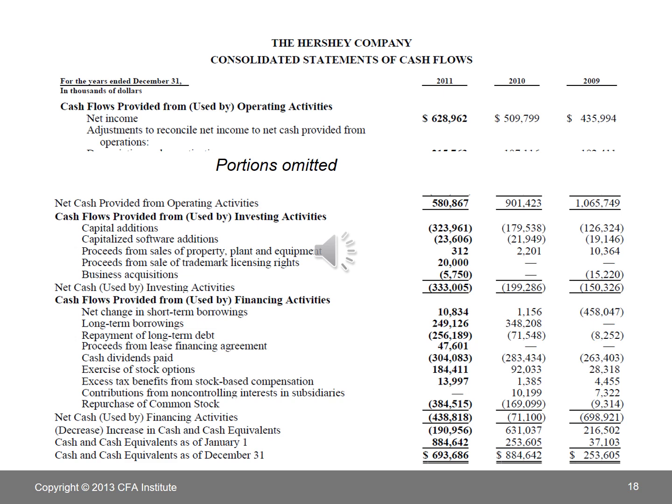The operating activities section of Hershey's cash flow statement begins with net income, 628 million and 962,000, and makes adjustments to reconcile net income to the amount of cash generated from operating activities. So we end up with a 580 million amount.